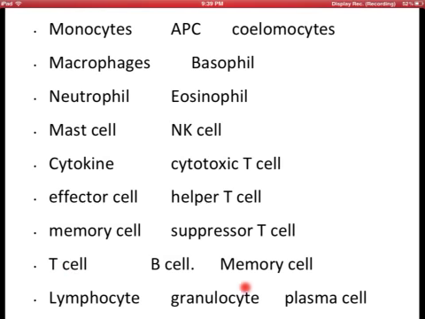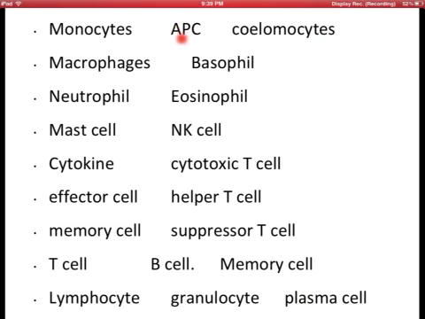A granulocyte is a white blood cell that contains granules on their cell membrane. A plasma cell, nagdevelop na B cells. Siya yung nagpo-produce ng antibodies.